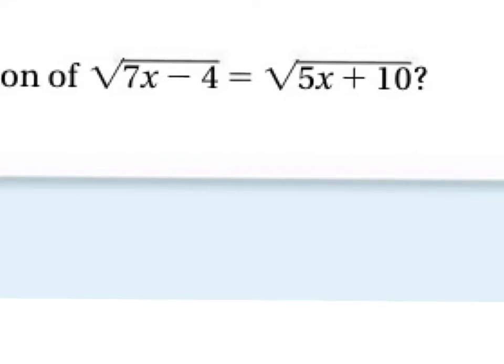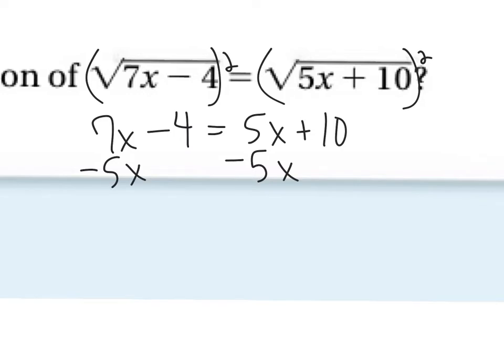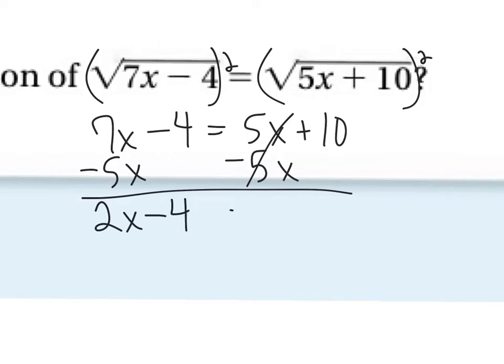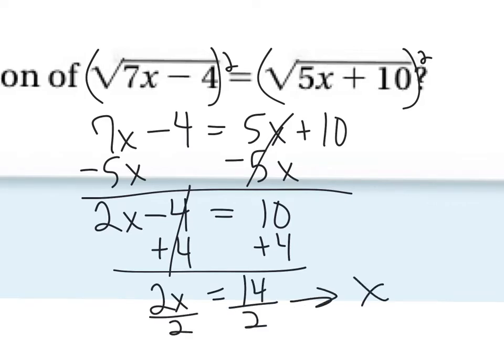So in this problem, the radicals are isolated already, so we can go ahead and square both sides. It's up to you how you want to do this next part. I'm going to go ahead and work with the variables. I'm going to get rid of the one with the smaller coefficient. So if you subtract 5x on both sides, that gets you to a two-step equation. And just to finish out here, we could add 4 on both sides and divide by 2. And then we get x equals 7.